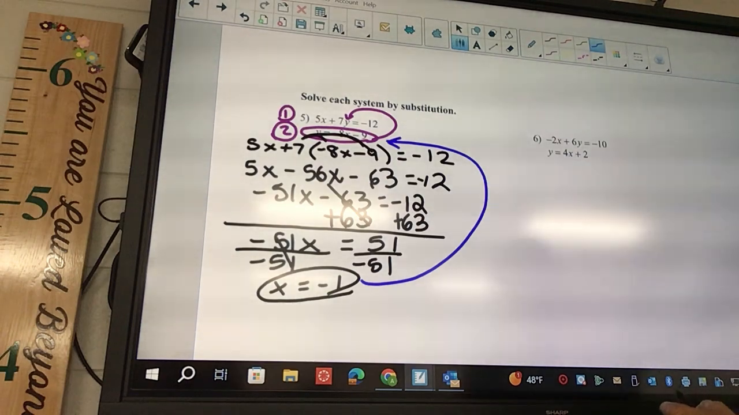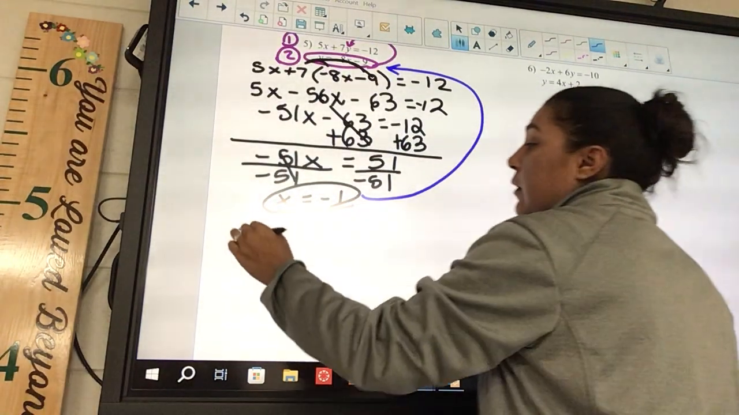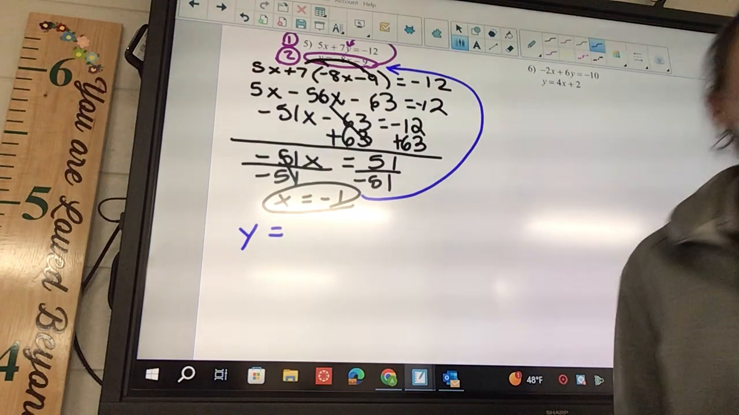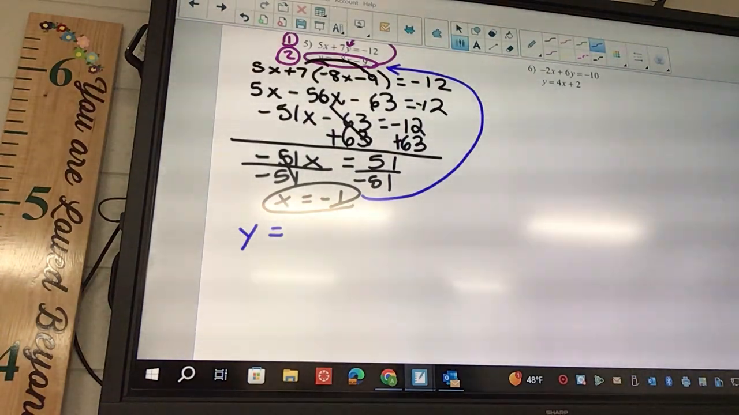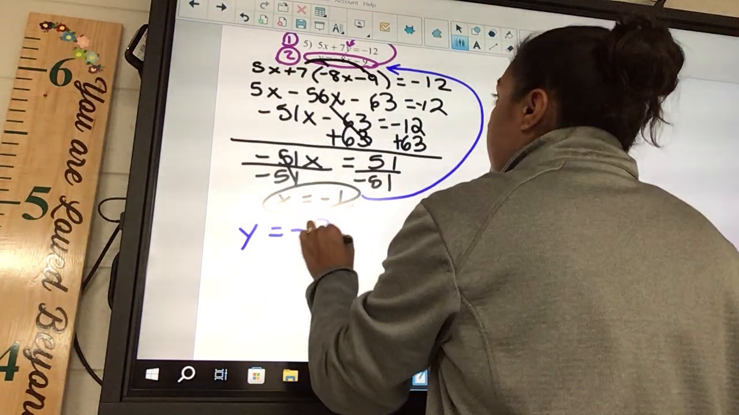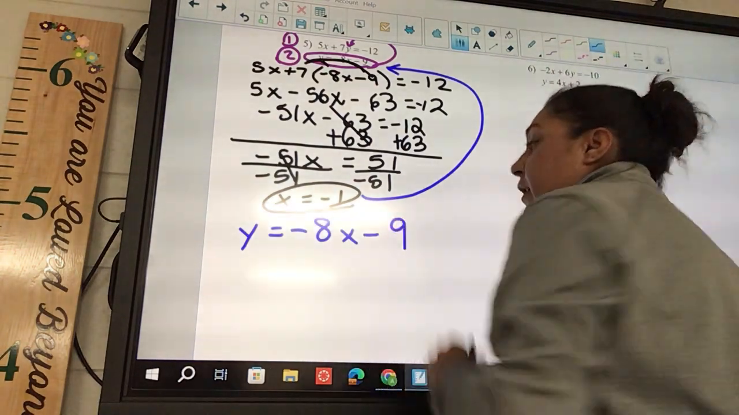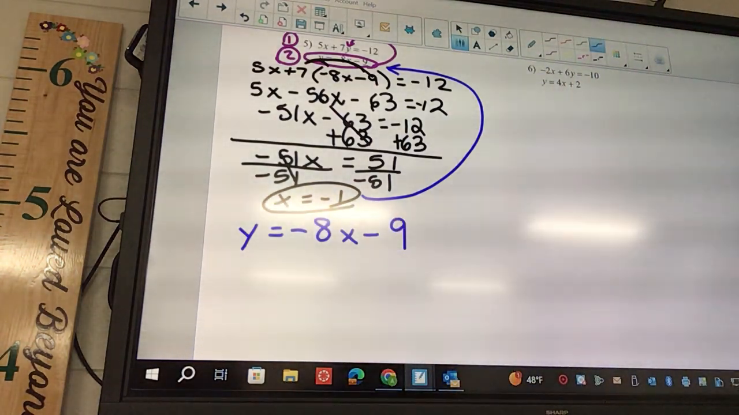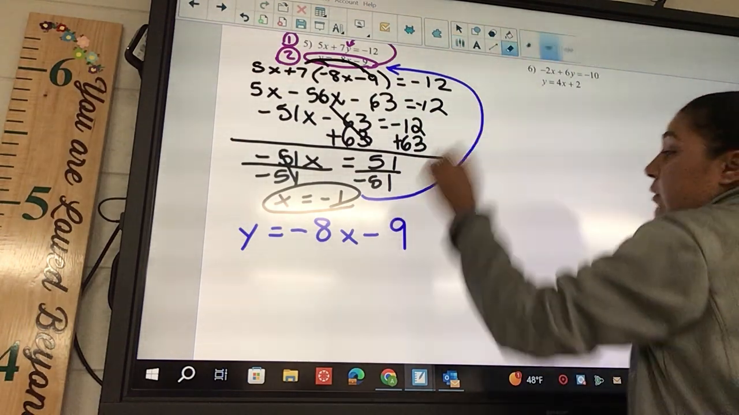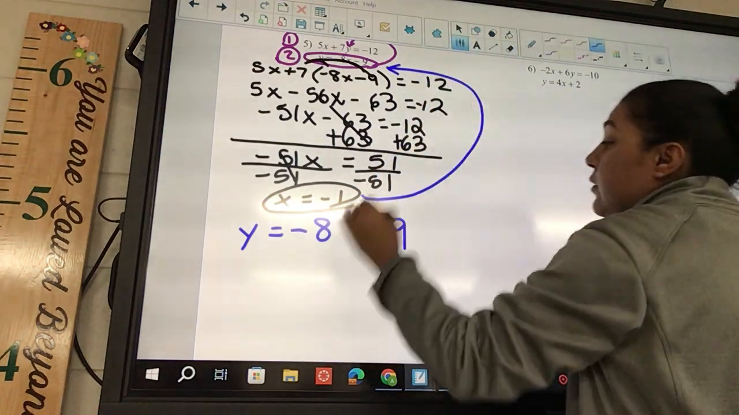Okay, so we get y equals. Does that say negative 8x? I wrote over mine. Yeah. Negative 8x minus 9. Okay, but what variable do we know now? The x. So wherever the x is at, you can erase and put a what instead? A negative 1. So right here should be a negative 1.